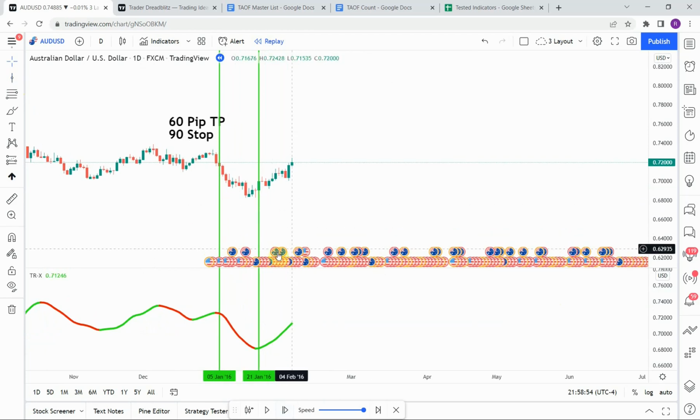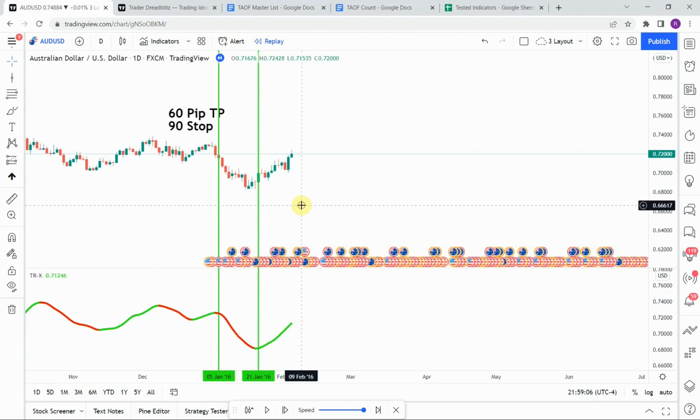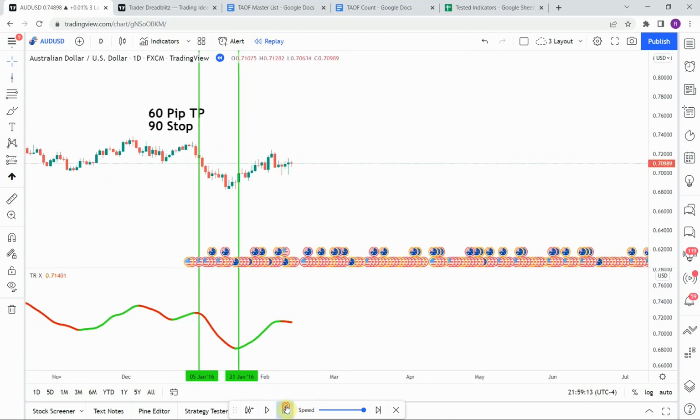Alright, so the second signal that we pick up is a long signal. Again, we get that switch, this time to the green side of the trend regression X, and you can see that we get this nice push to the upside right there. That also gets us to our take profit. Let's go ahead and continue on.